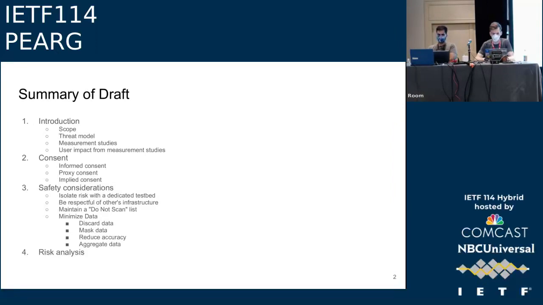This is just a summary of the table of contents for what this draft does. So in trying to define what is safe internet measurement, I think the focus on consent is good. I did a bit of a rework on the table of contents. So rather than putting case studies for each of these versions of consent, they're now just subsumed into their subsections on informed consent, proxy consent, and implied consent.